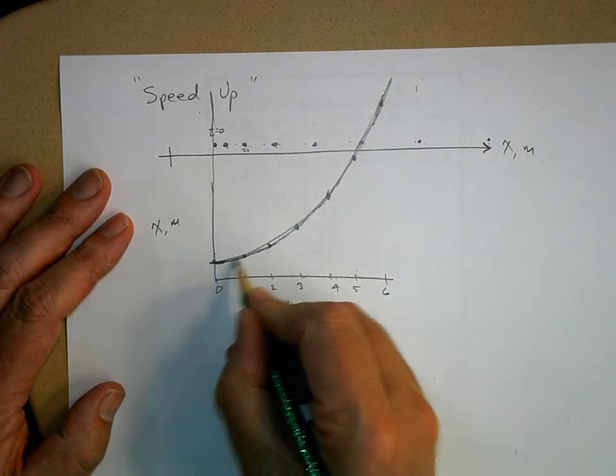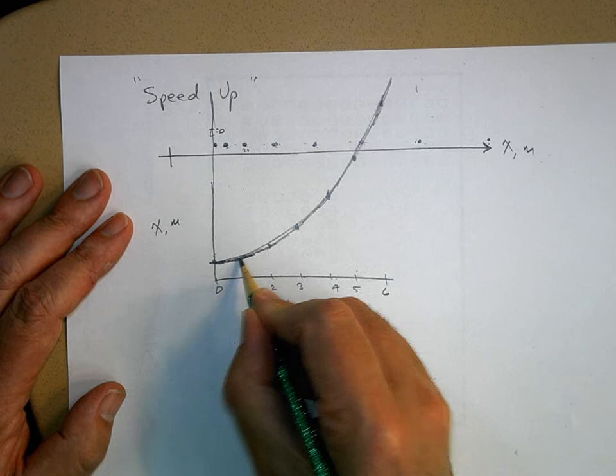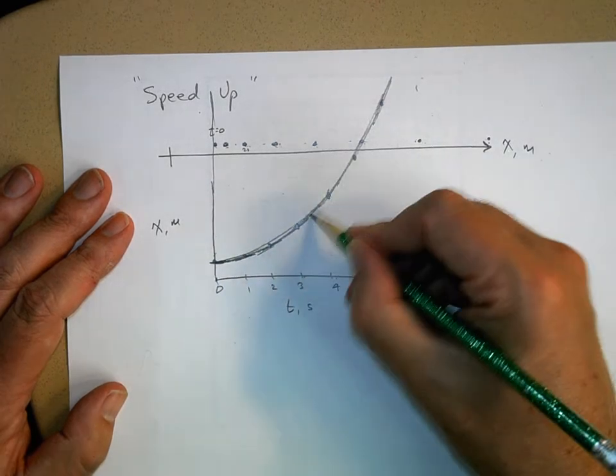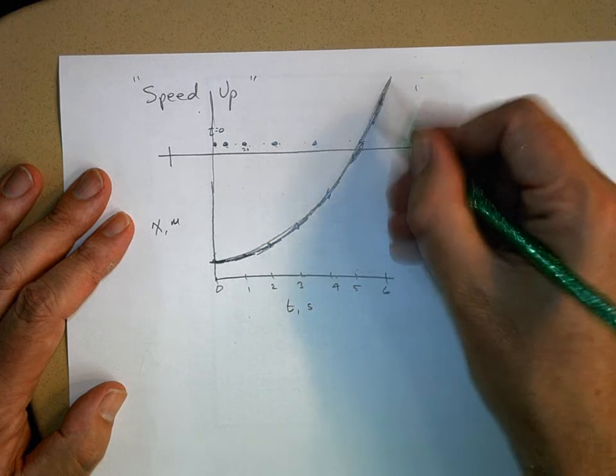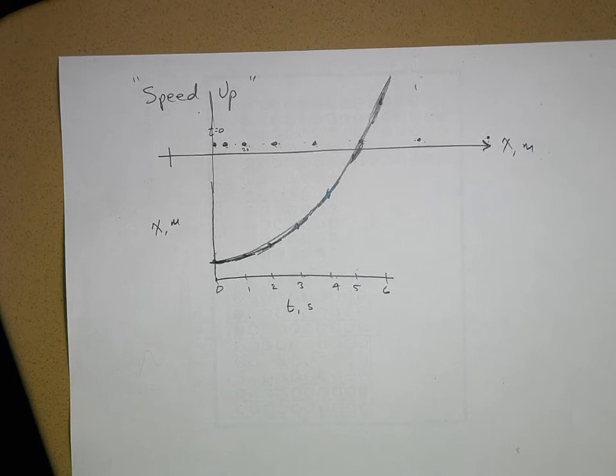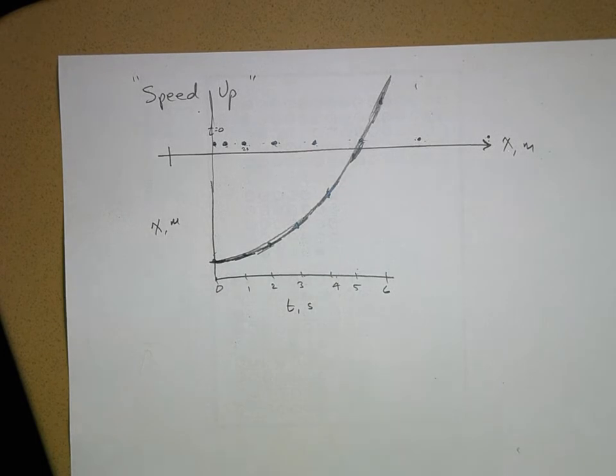But then what happens to the slope? Oh, the slope is steeper. What happens to the slope over here? Oh, it's steeper. Do you see that it's getting steeper and steeper and steeper? The slope of that line is getting steeper and steeper. Well, what does that mean? That means the velocity is getting greater and greater. If the slope is getting steeper, the velocity is getting greater in magnitude. We're going faster. Does that make sense to everybody? Are you sure? Ask questions.